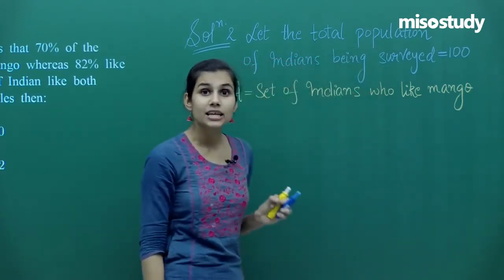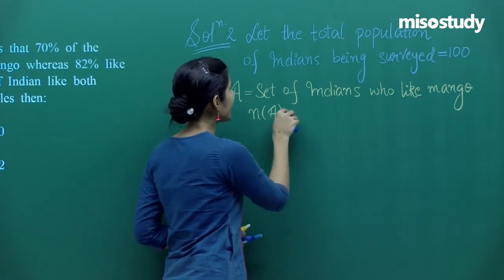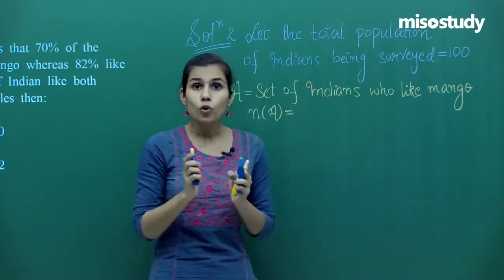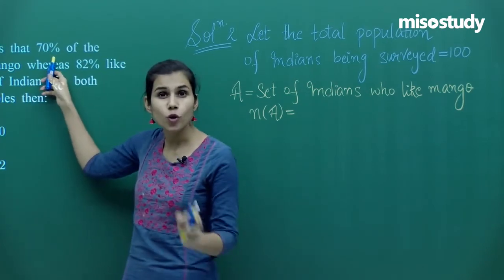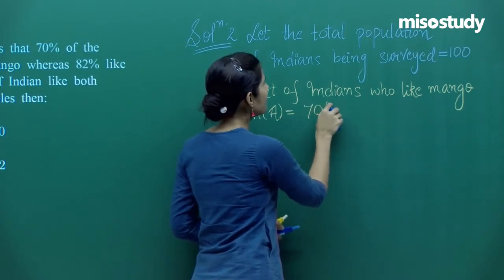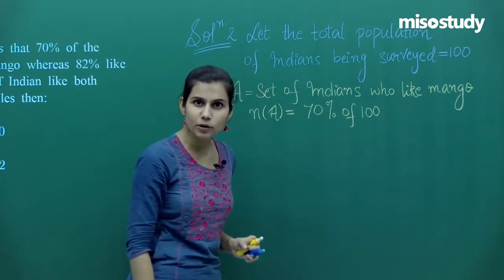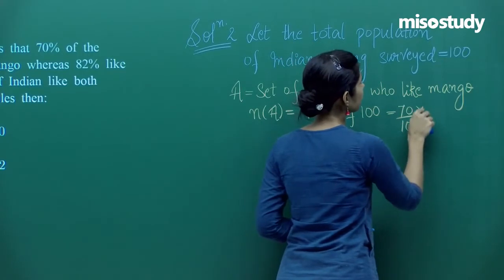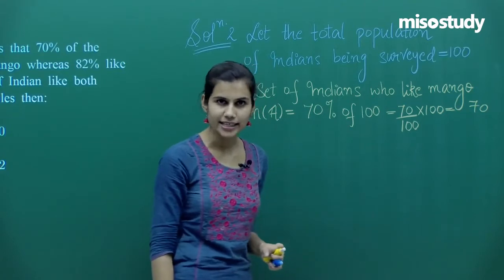Now, what is the number of such Indians? Number of members sitting inside A is actually the number of Indians out of the total who like mango. Here it is given that 70% of the total Indians like mango. That means 70% of 100, because that is what is the total population. And 70% of 100 is nothing but, when you do it, a 70 is what you get.